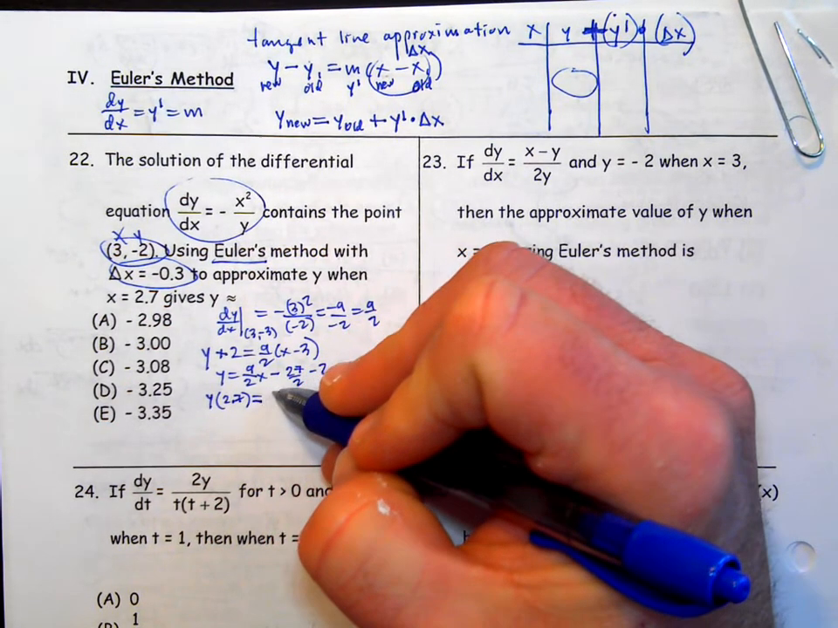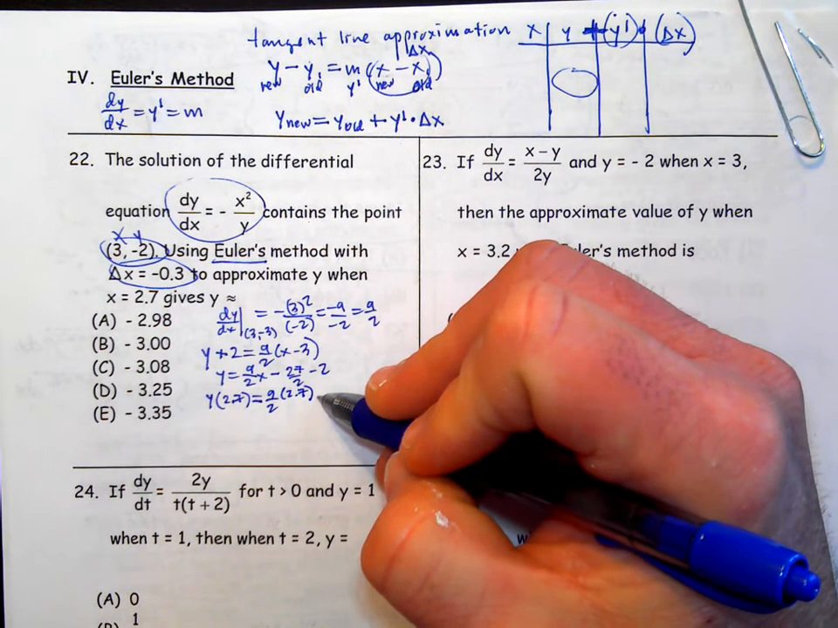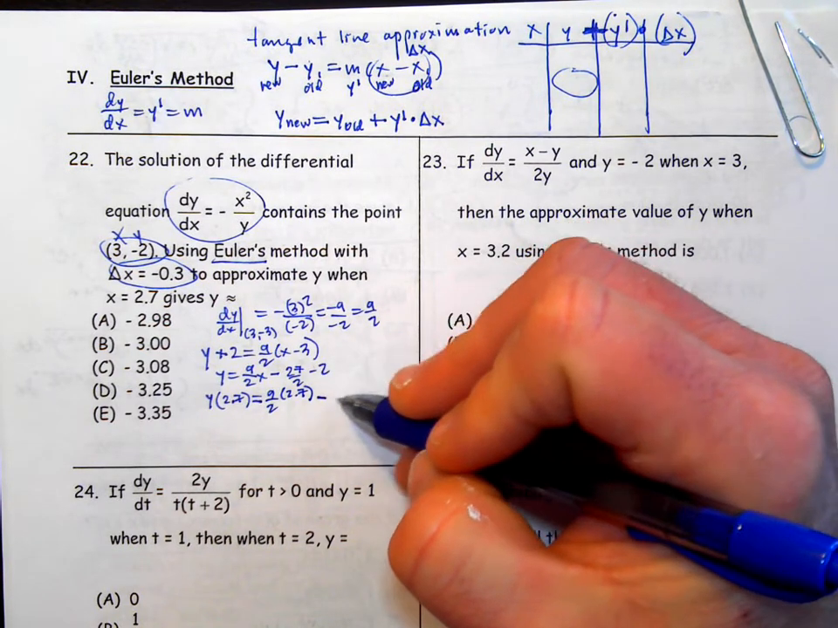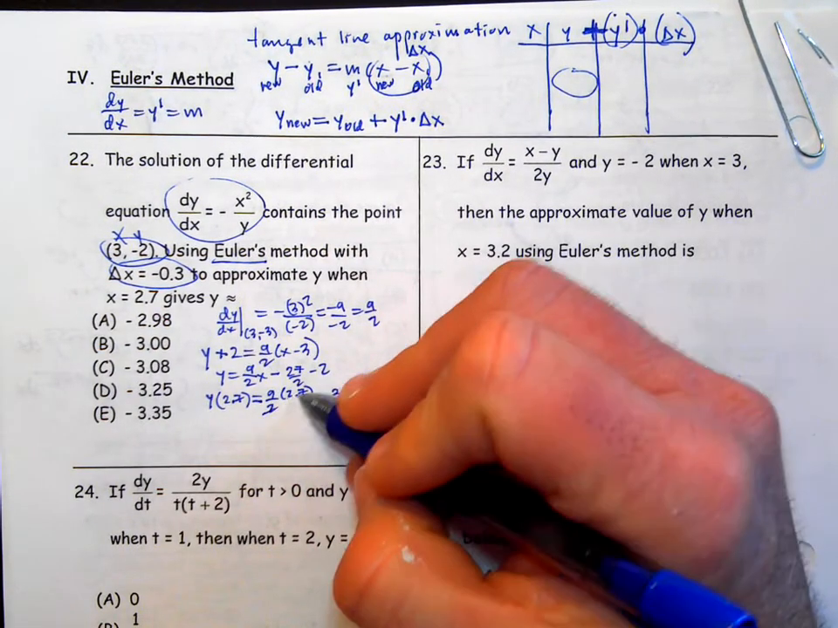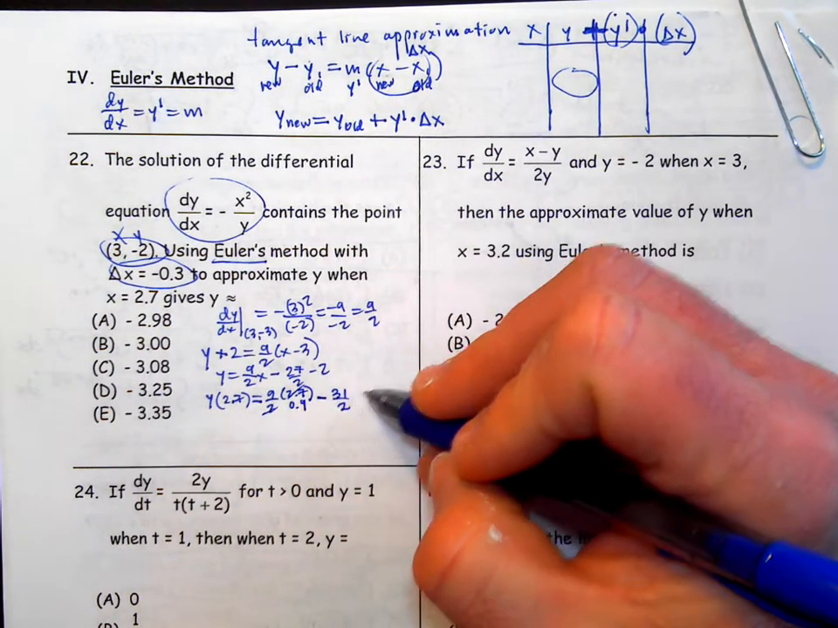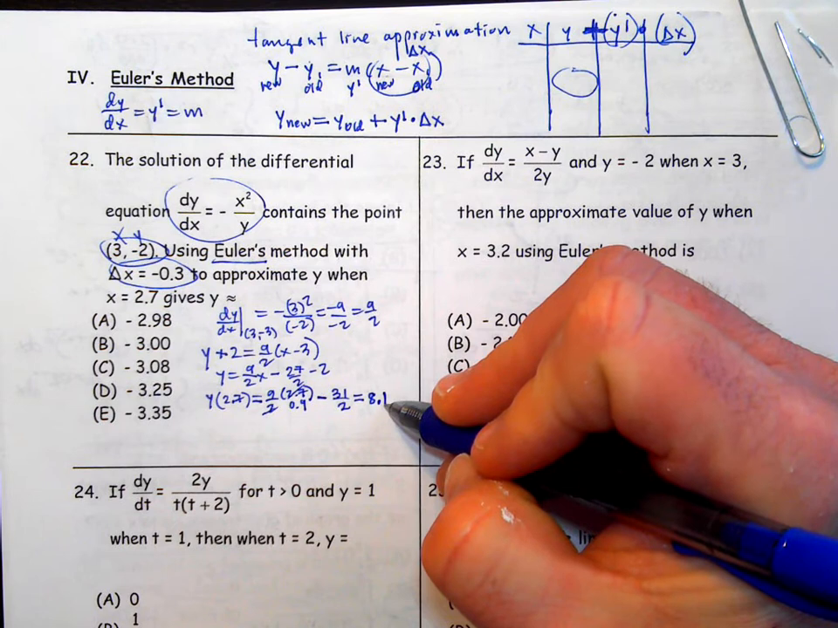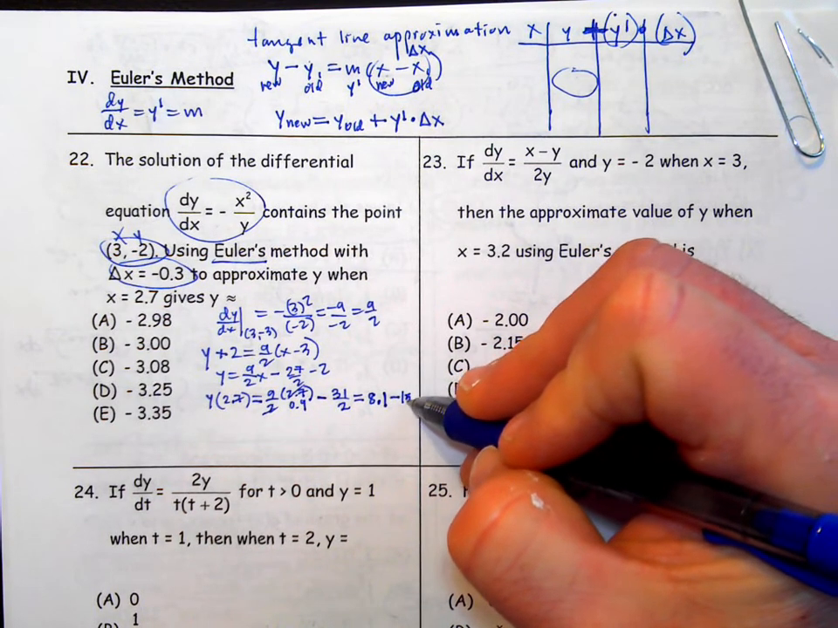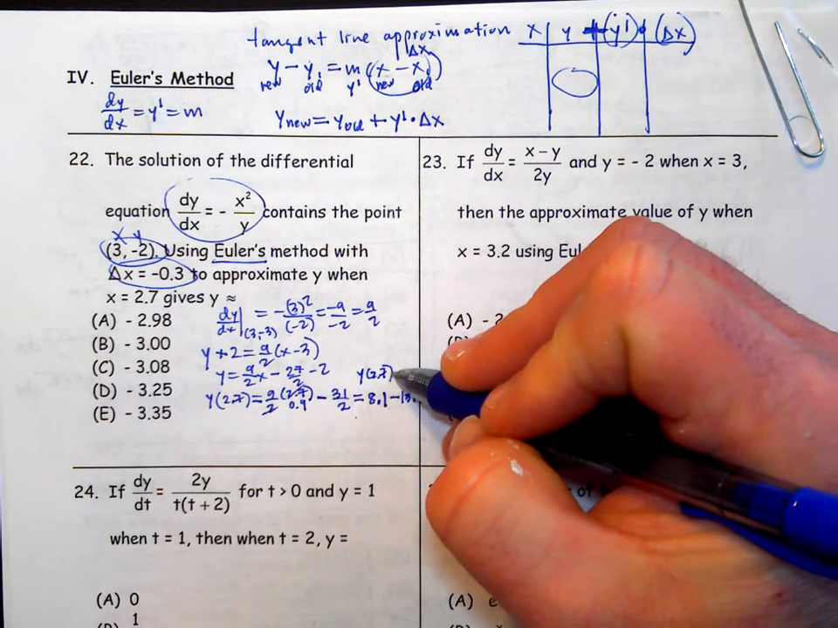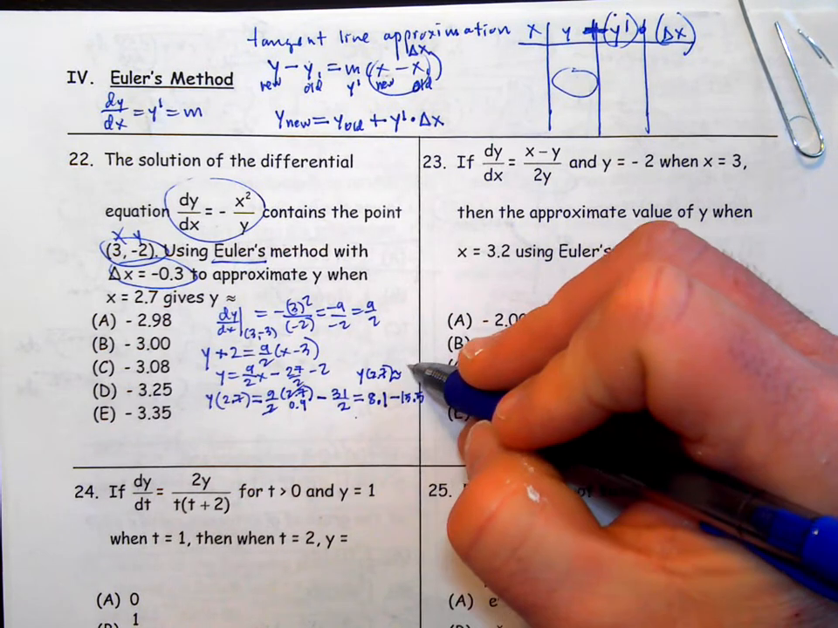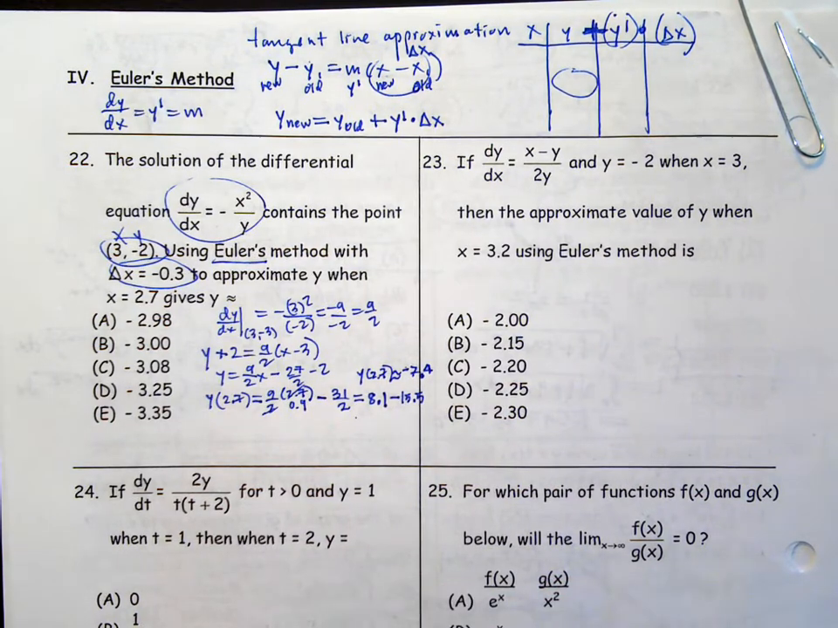And so we'll plug 2.7 in for x. And this is negative 31 halves. And 2 goes into this, 0.9. So we get 8.1 minus 15.5. And y of 2.7 is approximately, this is an approximation technique, negative 7.4, which is clearly wrong. So what did I do wrong?